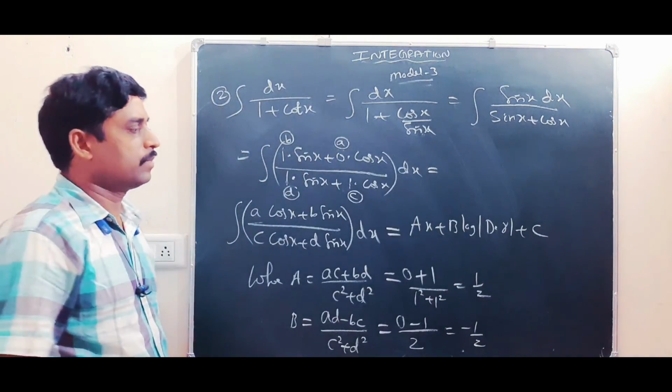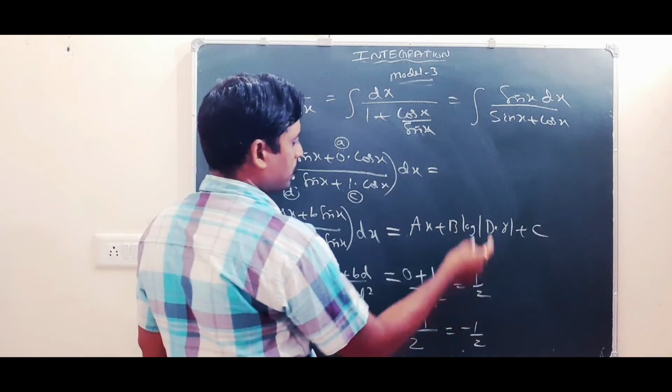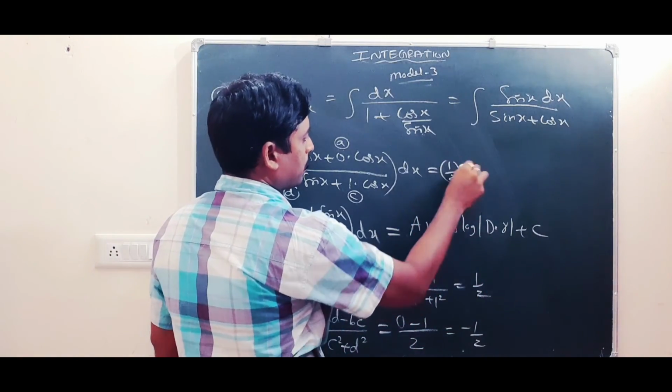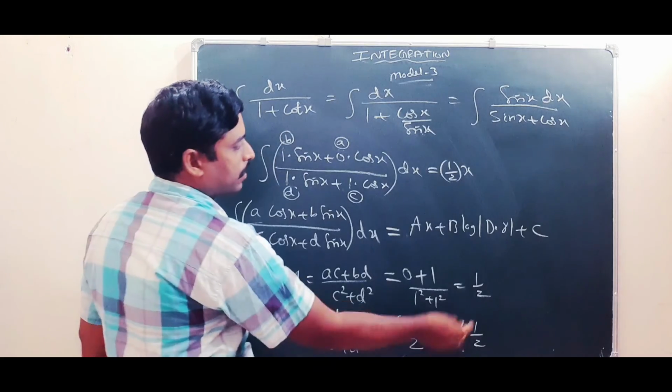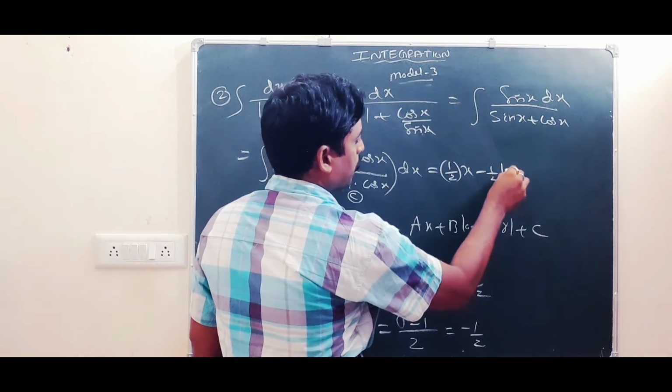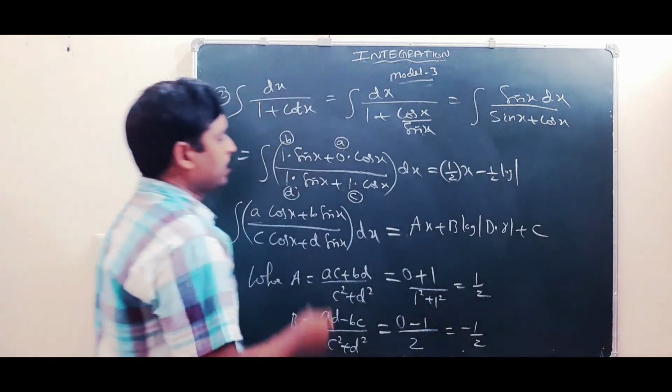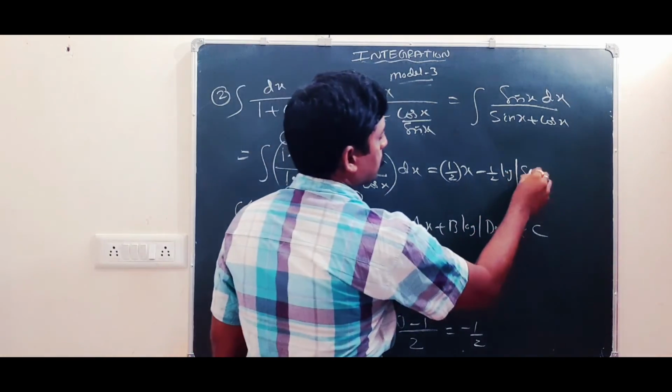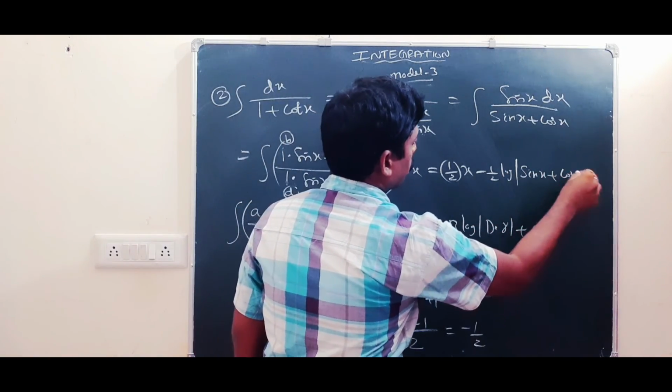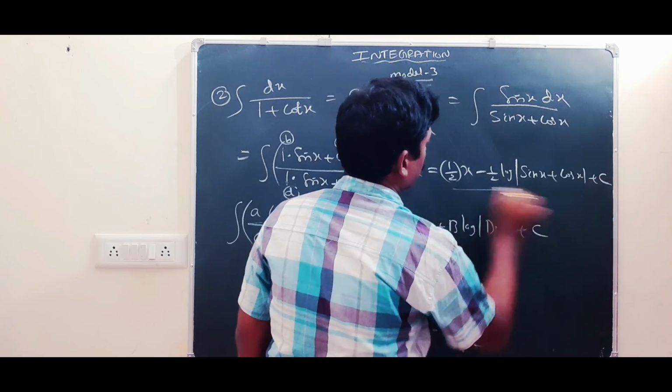So what is the answer? ax: the a value we have got is 1 by 2, so 1 by 2 x. The b value is minus 1 by 2, so minus 1 by 2 into log of the denominator, sin x plus cos x, plus c. This is the answer.